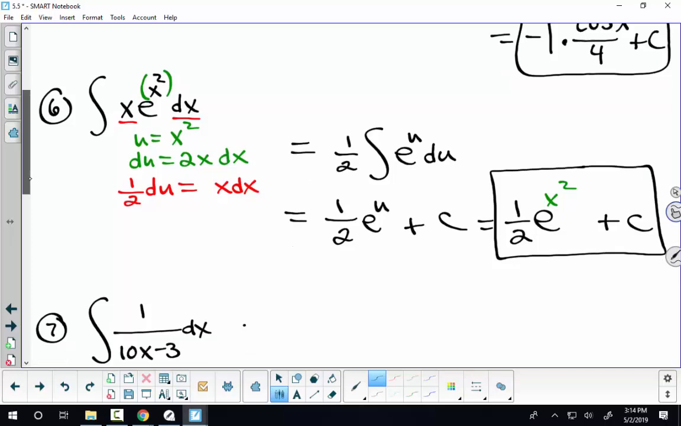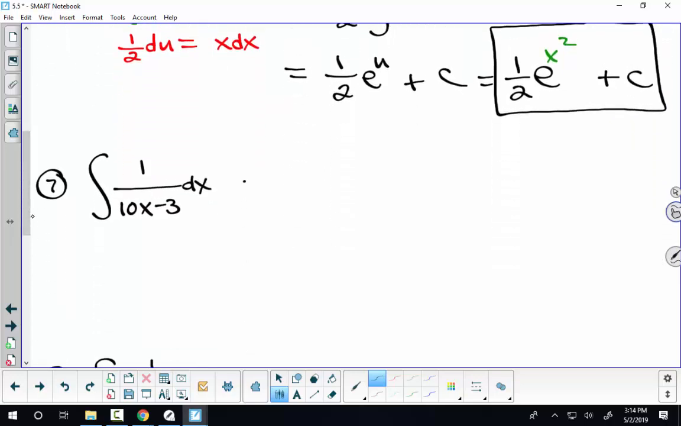So that one's there. Some other ones that are kind of weird to notice at first that they are u substitutions. Something like the antiderivative of 1 over 10x minus 3. Maybe you see that really the only viable thing to substitute would be the thing on the bottom, 10x minus 3. We wouldn't substitute for 1 or dx. So let's try this and see what it gives us. If it gives us something we know how to integrate, then that's fine. If it doesn't, then we have to backtrack and think of something else.